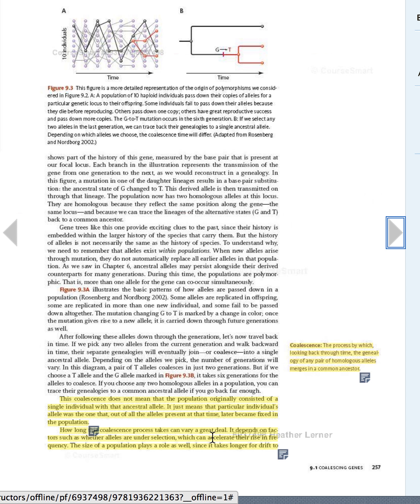Down here, they're going to start talking about what affects the time of coalescence. So make sure you write that in your notes. What affects the time of coalescence? List the things that affect the rate of coalescence or the timing of coalescence.